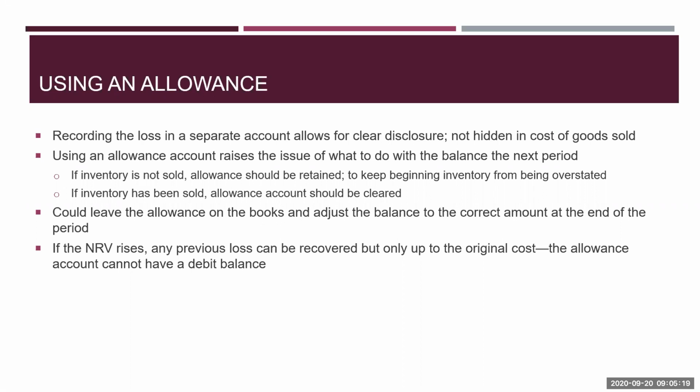Now, the other thing to keep in mind with the LCNRV is any previous losses can be recovered, but up until the original amount only. You can never overdo it. So in the example that we were looking at, our write down under the LCNRV was $12,000. So if in the following period the amount of inventory goes up, then we can go ahead and recover, but only up until that $12,000, nothing more than that.